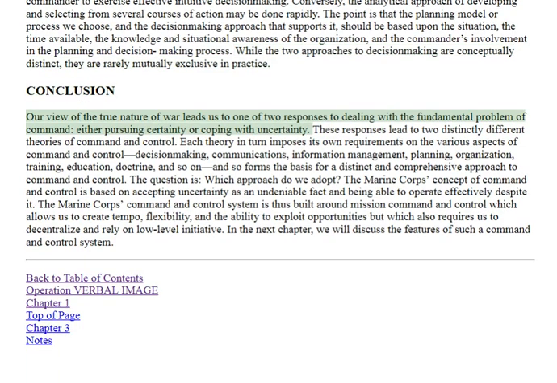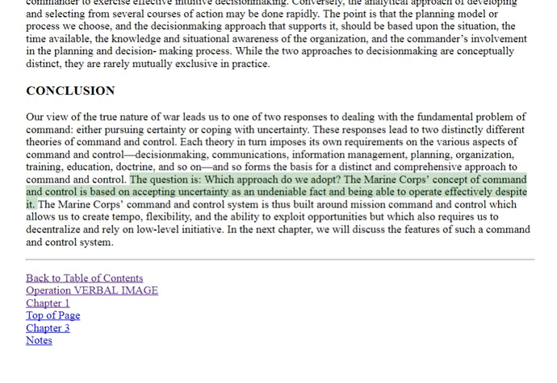Conclusion. Our view of the true nature of war leads us to one of two responses to dealing with the fundamental problem of command, either pursuing certainty or coping with uncertainty. These responses lead to two distinctly different theories of command and control. Each theory in turn imposes its own requirements on the various aspects of command and control: decision-making, communications, information management, planning, organization, training, education, doctrine, and so on, and so forms the basis for a distinct and comprehensive approach to command and control. The question is, which approach do we adopt?